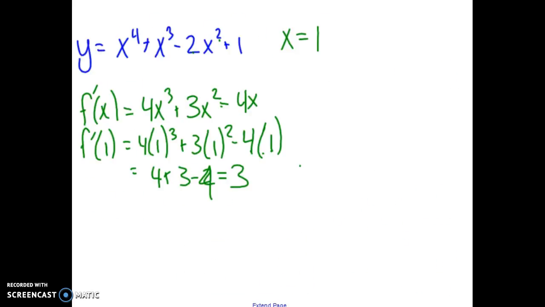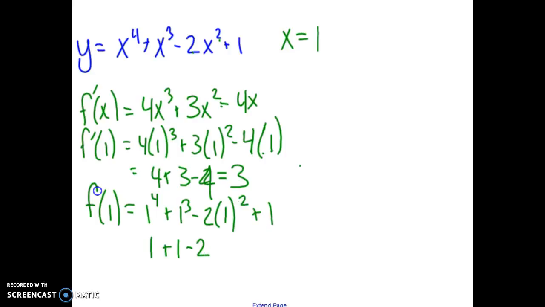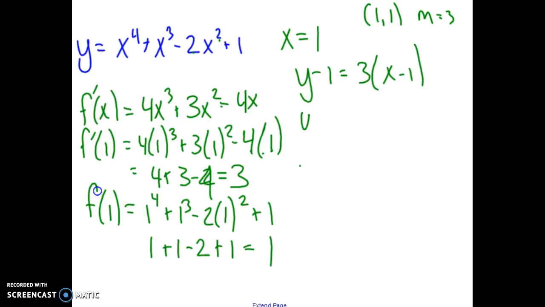Now, continuing on, I'm going to find the f value of the function when x equals 1. So I have 1 to the fourth plus 1 cubed minus 2 times 1 squared plus 1. 1 plus 1 minus 2 plus 1 gives me 1. So therefore, I have a point, (1, 1), and a slope of 3. Using Teague's favorite method, y minus 1 equals 3 times x minus 1. y minus 1 equals 3x minus 3. y equals 3x minus 2.